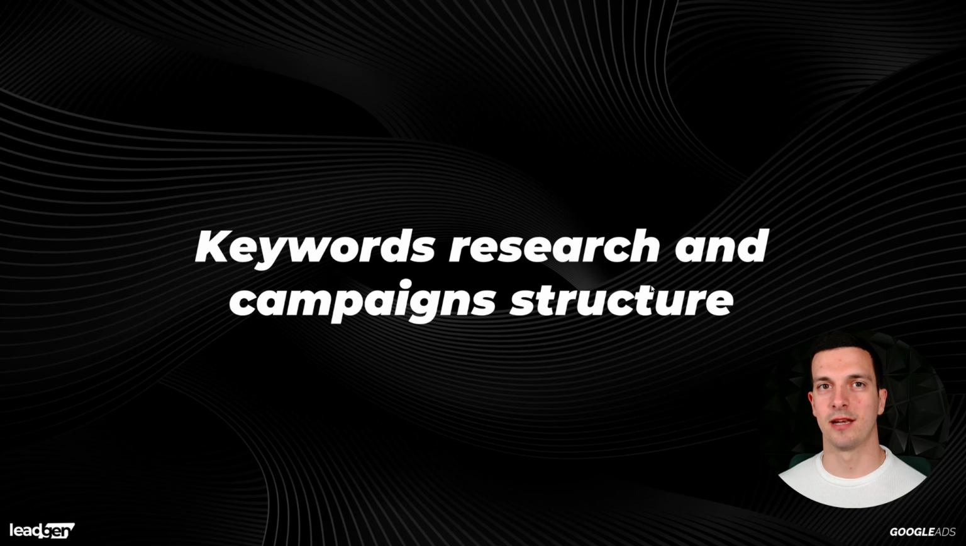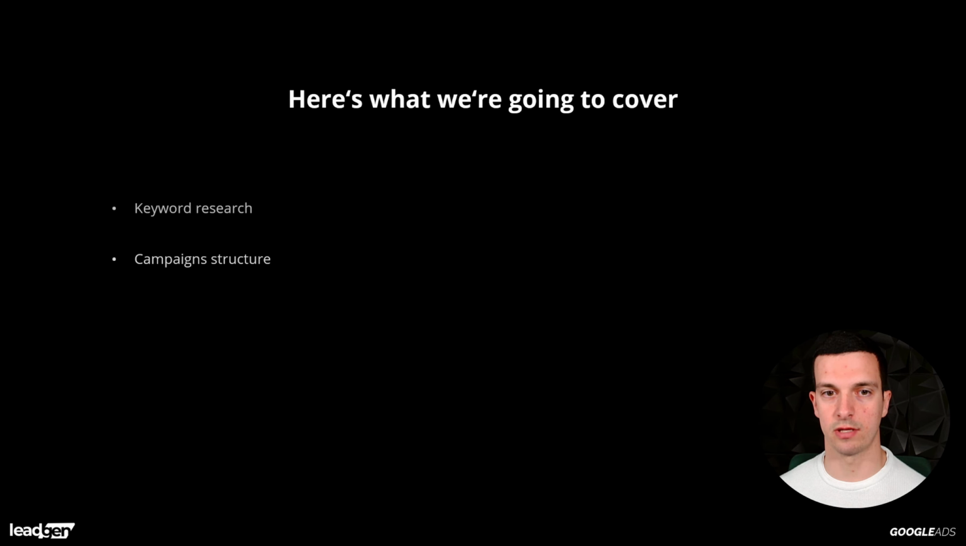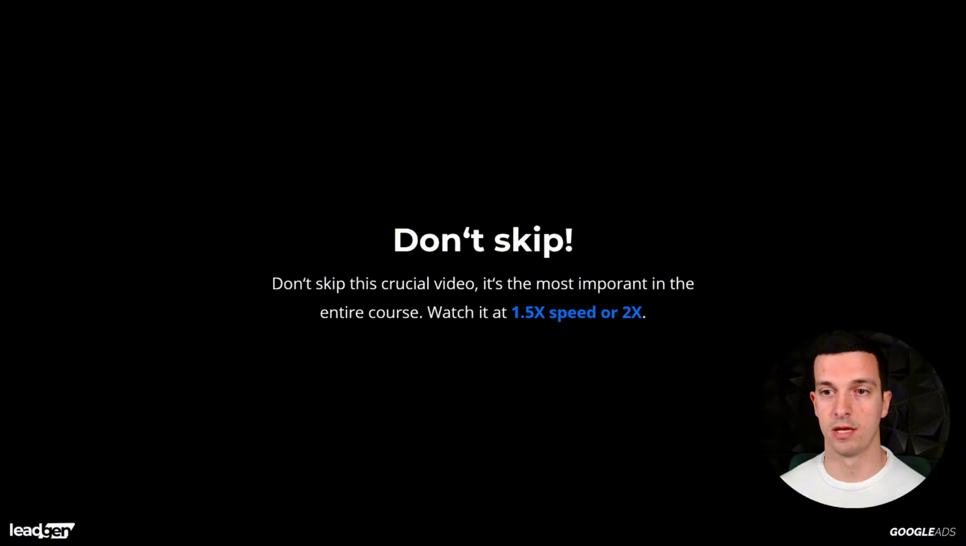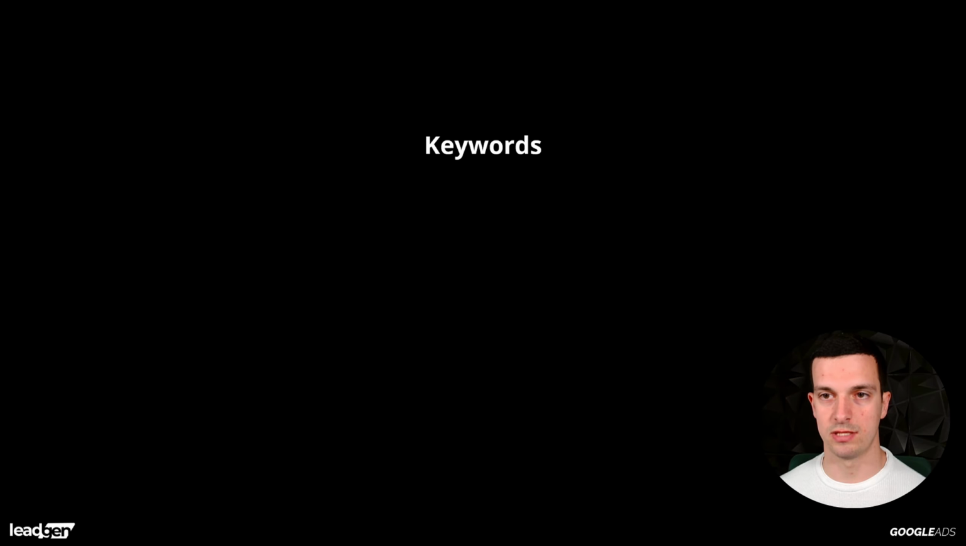Hello, and welcome to another lesson of the Google search course. In this lesson, you'll learn about the keyword research process, about campaign structure, and generating your ads and preparing everything for the launch. Without further ado, let's dive in. Here's what we're going to cover: keyword research, campaign structure, sales copy for ads, and a brief summary. Don't skip this video. It's one of the most important in the entire course. Watch it at 1.5 or 2x if you want to save some time. You need to do this because in the next lesson you're gonna be launching some ads and you need to prepare for it.